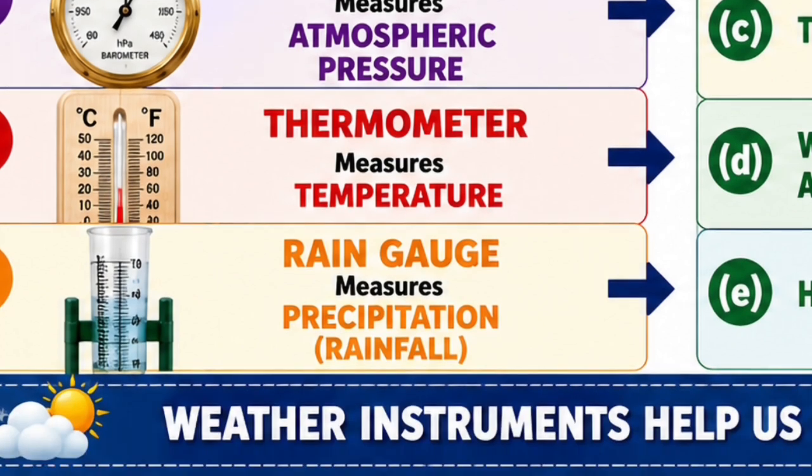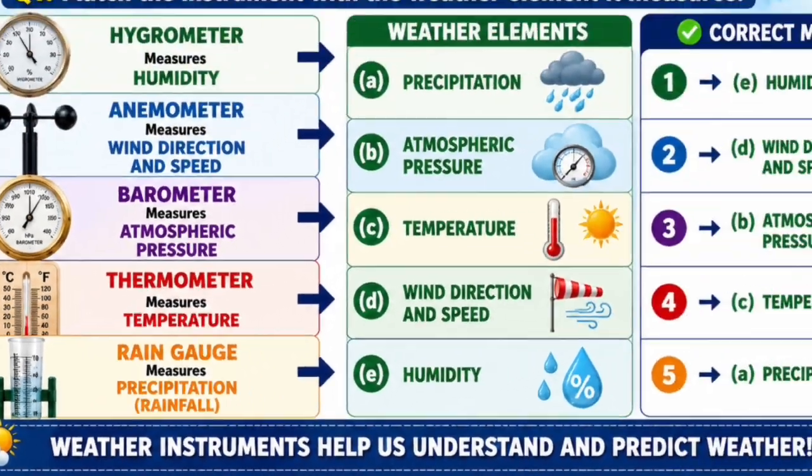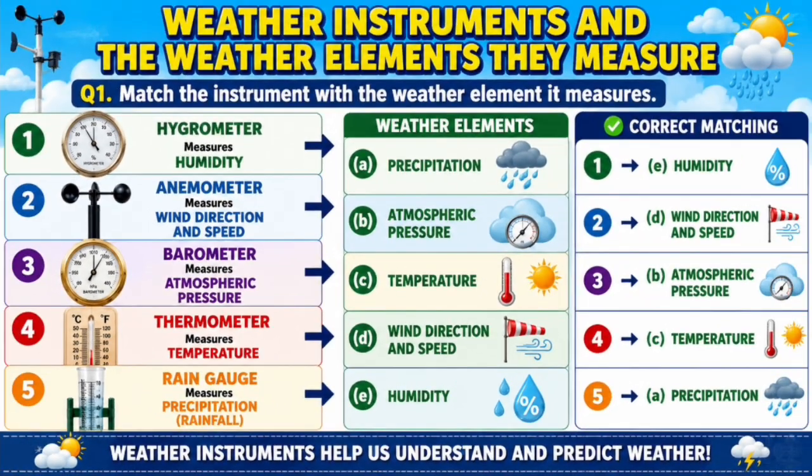Next is point number 5, this is rain gauge. This measures precipitation, means rainfall. So this is it. I hope you got it.